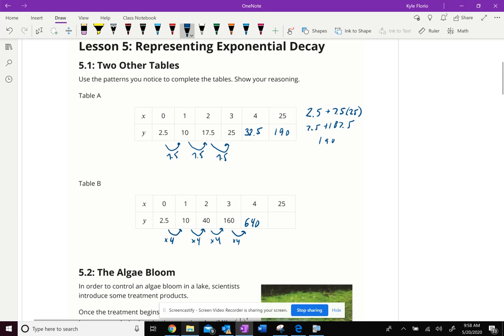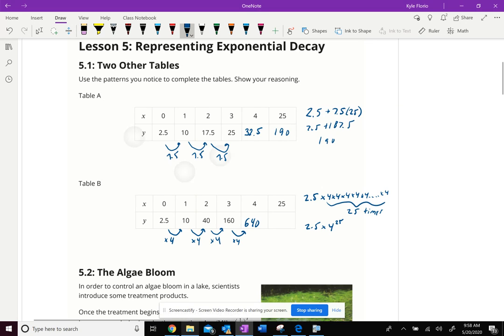Now to get to 25, this one's a little tricky. Again, I'm starting at 2.5 and I'm multiplying it by 4 25 times. So that would look something like I start at 2.5 and I'm multiplying it by 4, 25 times. Another way of writing that is 4 to the 25th power.